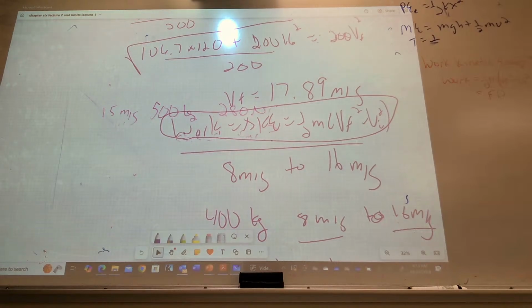So 250 times 15 squared, you just square 15. So 16 is pretty close to it.